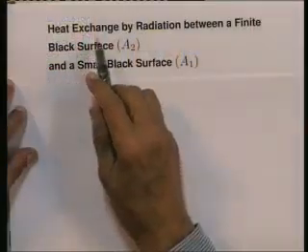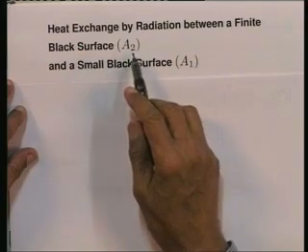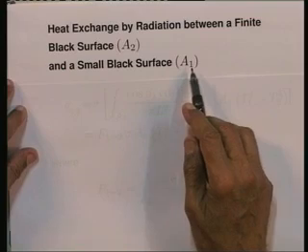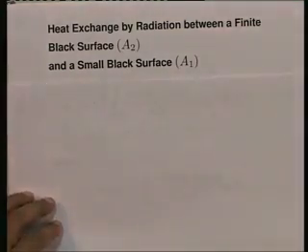So, that is the third situation, which is in between the first two situations that we have considered, and this is rather easy to derive. It should not be a problem. Let us go back again. So, let me again repeat, we are deriving the heat exchange by radiation between a finite black surface A2 and a small black surface A1. That is what we are doing now. A1 can be treated like dA1, keep that in mind, because it is small.